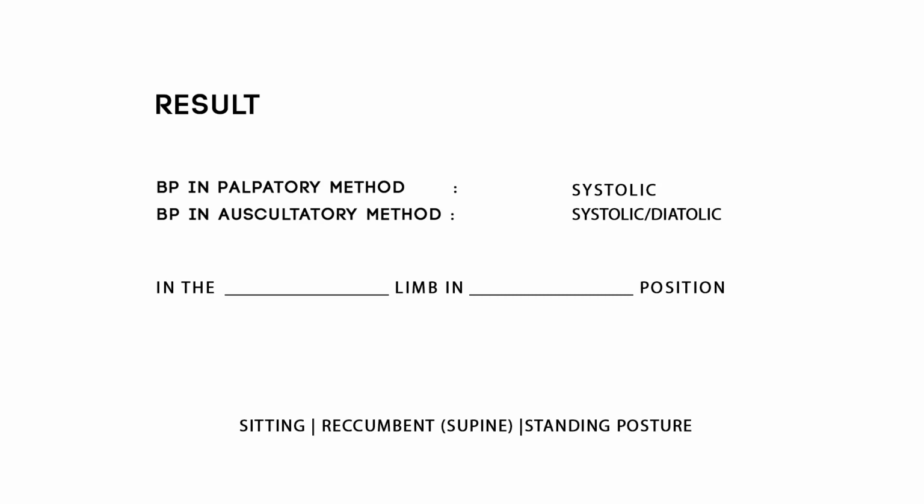The result has to be mentioned in the following way. For palpatory method, the systolic blood pressure, and for auscultatory method, systolic over the diastolic blood pressure. For both, the limbs used and the posture of the subject has to be mentioned, and this has to be repeated in sitting, standing and recumbent posture.